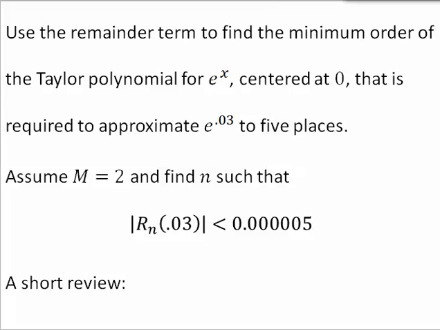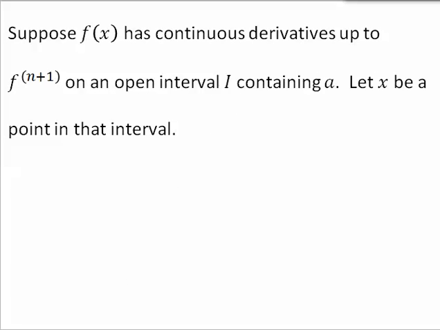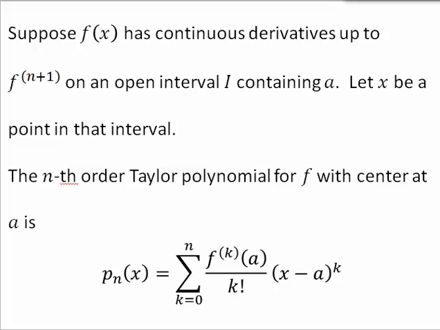A short review. I can just hear you groaning now. I'll try to make it quick. Suppose f has continuous derivatives up to the n plus 1 derivative on an open interval I containing a. Let x be a point in that interval. The nth order Taylor polynomial for f with center at a is given by this summation.